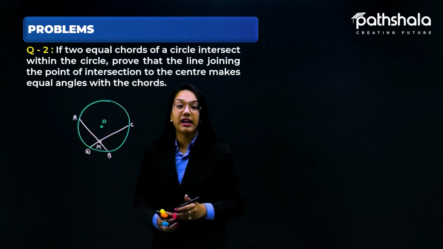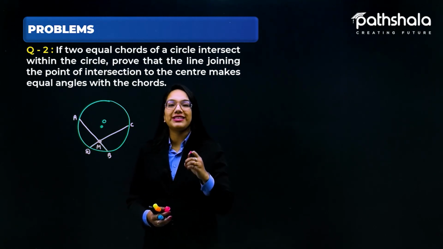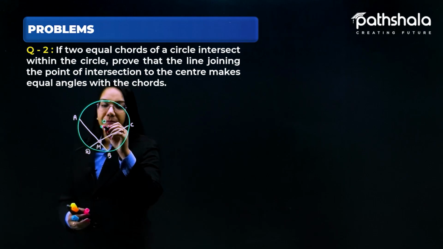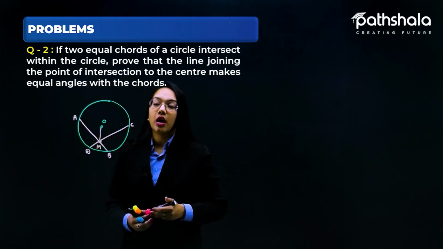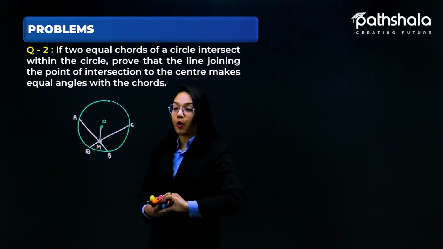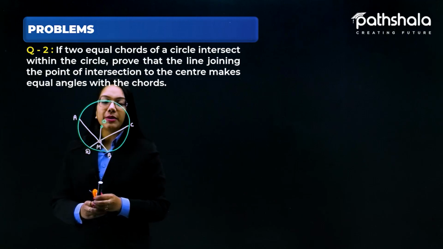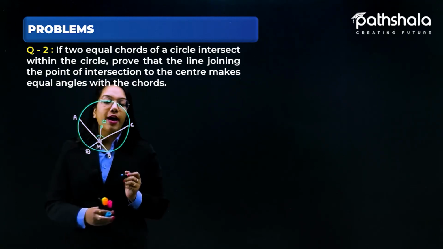Further it says that we have to prove that the line joining the point of intersection to the center, this is the line which is joining the point of intersection with the center, makes equal angle with the chords. What does it mean? It means we have to prove that this angle is actually equal to this angle.